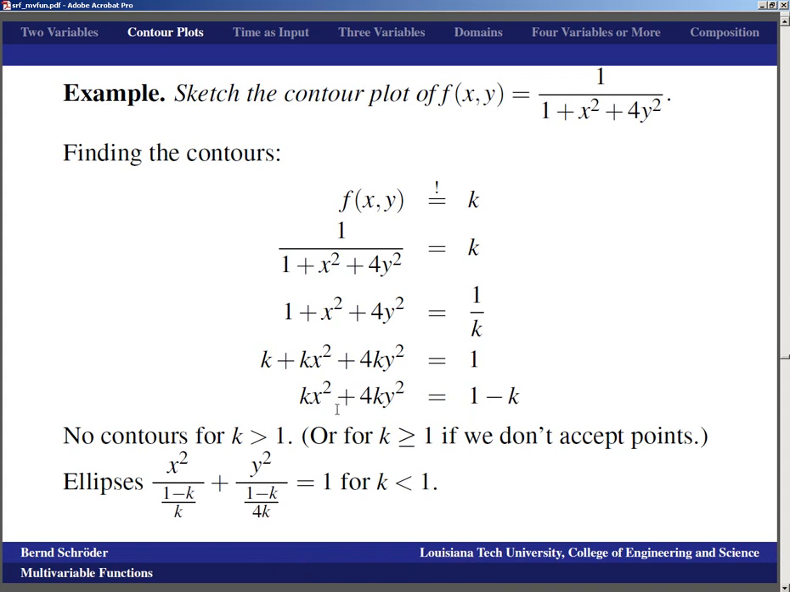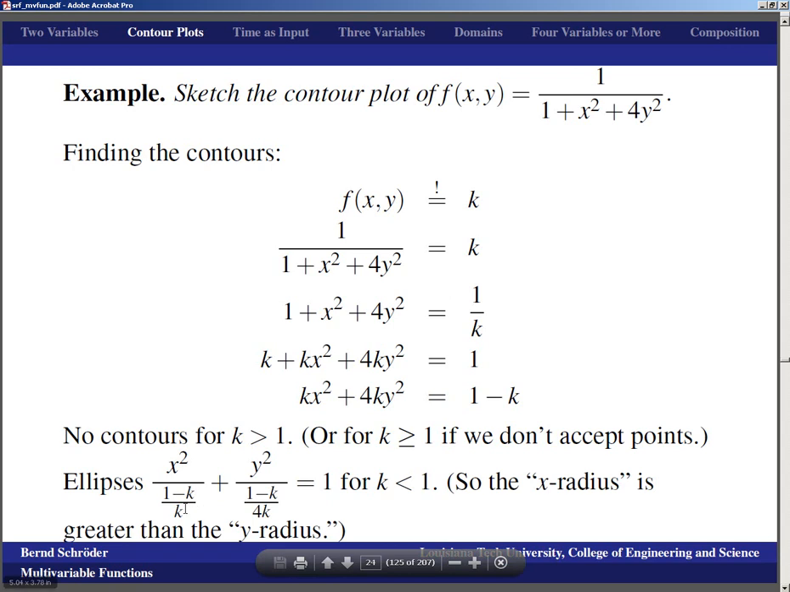And for k smaller than 1, I can divide by 1 minus k, and then by also bringing the k into the denominator, I get equations of ellipses, right? x squared over (1 minus k) over k plus y squared over (1 minus k) over 4k equals 1. Those are ellipses for k smaller than 1. And the x radius is greater than the y radius, because this here would be the length of the major axis in the x direction, or the square of it, which is longer than the length of the major axis in the y direction.